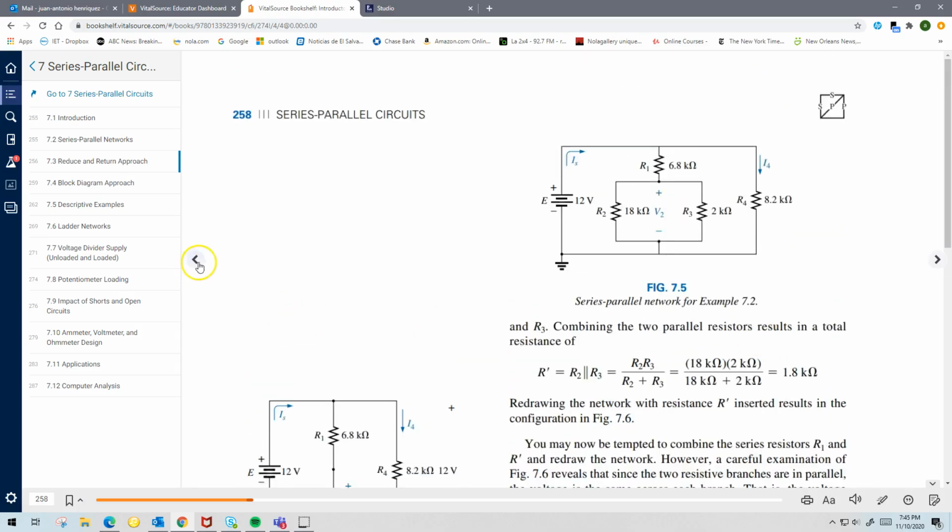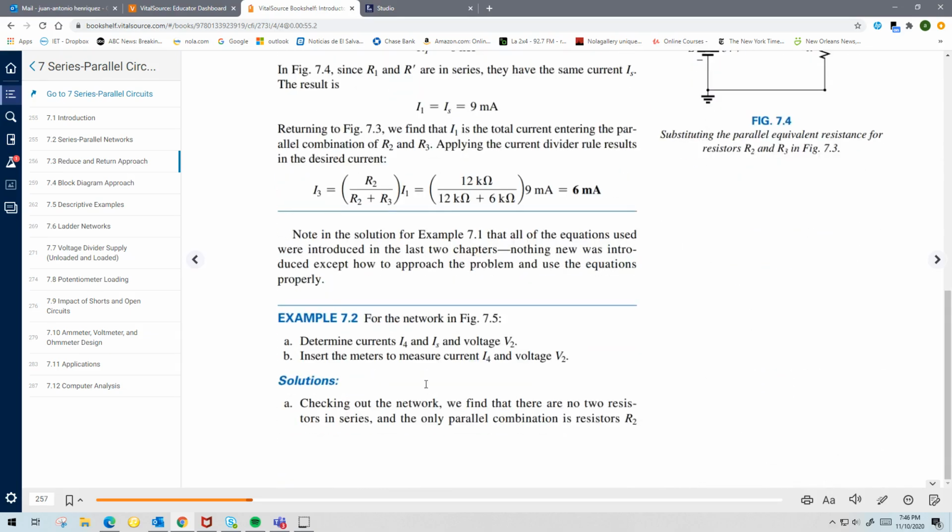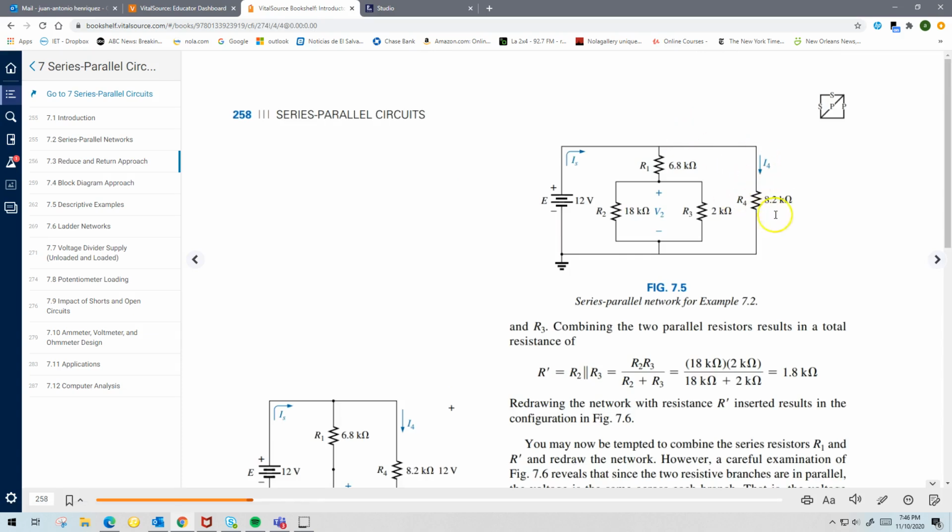And on this one, on example 7.2, they want to find out the currents I4, IS, and V2. So I4 is this current, IS is the source current, and V2 is the voltage across these two points. So it's really the voltage across R3, which is really the voltage across R2, right? They're in parallel.